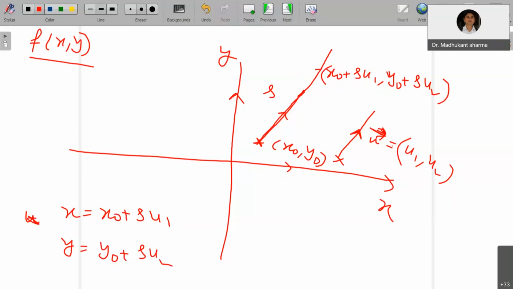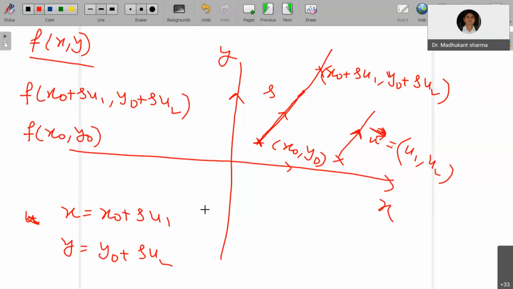Along this point, you will have a point on the surface. That is going to be f(x naught plus s u1, y naught plus s u2). And at this point, you have another point on the surface, f(x naught, y naught). What you are interested in is the rate of change. So you take the difference, divide by the arc length parameter s, and then apply the limit as s tends to 0. The possibility is that the limit exists or does not exist. If the limit exists, we say it is the directional derivative of f in the direction of u.